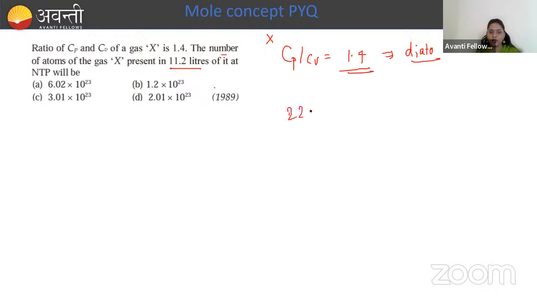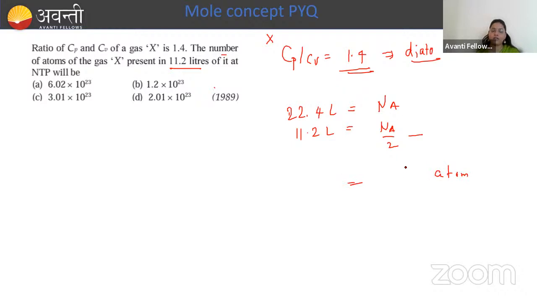So you know that 22.4 liter contains how many molecules? Na number of molecules. So here 11.2 liter will contain Na divided by 2 molecules. Right? This much number of molecules will be present. But now we have the number of molecules, and we need to calculate the number of atoms.